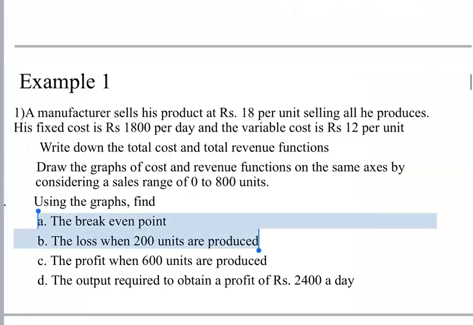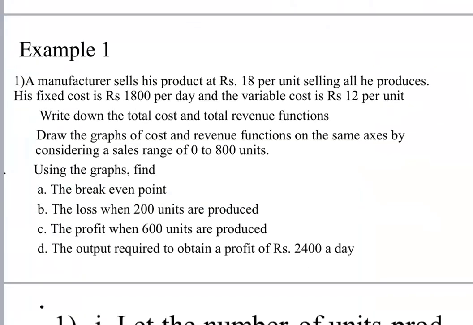So shall we go through this example first? In this example, it says a manufacturer sells his product at rupees 18 per unit, selling all he produces. That means selling price per unit equals 18 rupees. And his fixed cost is 1,800 per day, and the variable cost is 12 rupees per unit.